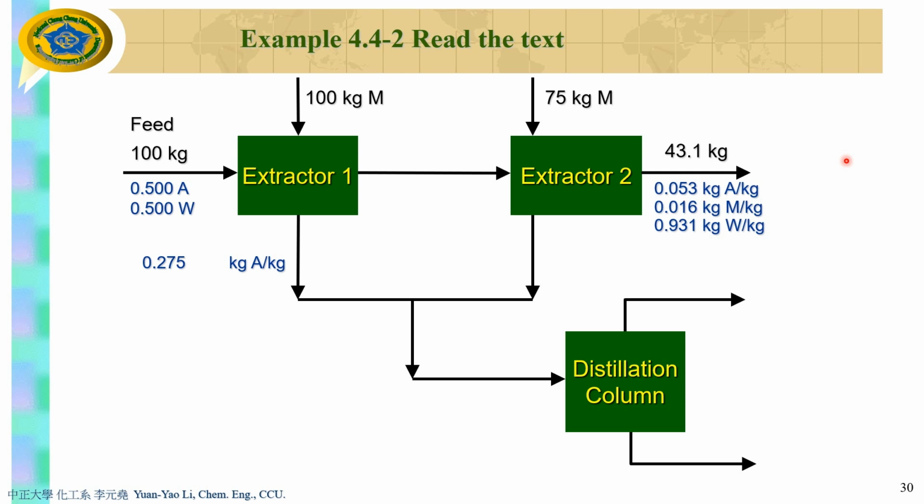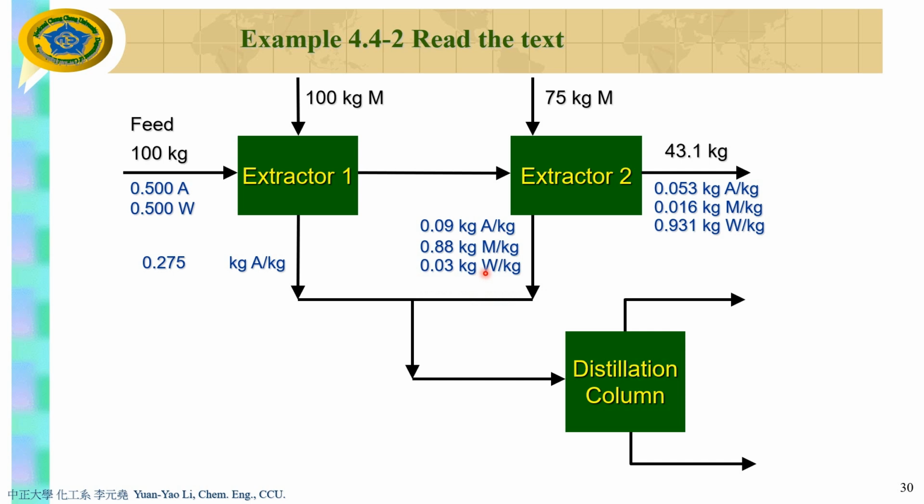Right. So let's go to number 1, 2, 3, 4, 5. Line 5. The second stage extract contains 9% acetone, 88% MIBK, and 3% water. So this is the second extract, right? Extract number 2. We got 9% acetone, 88% MIBK, and 3% water. So write down all of the information you know.